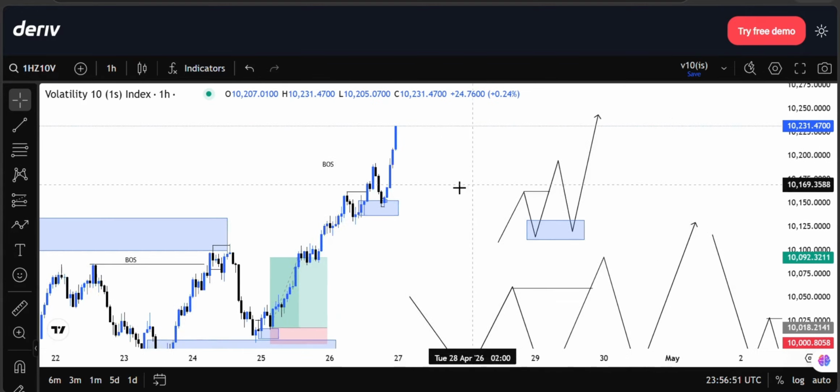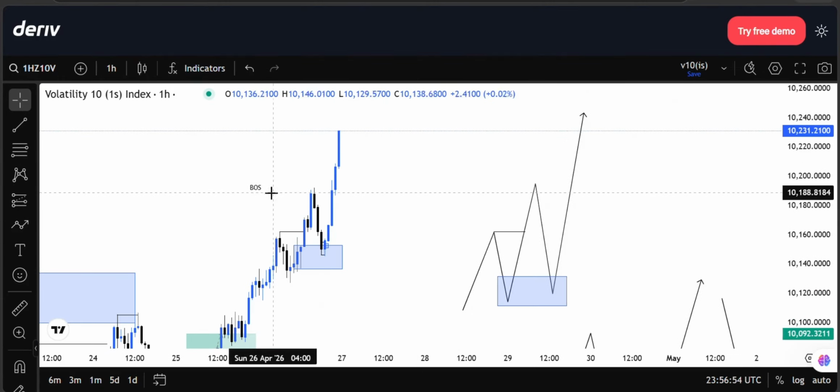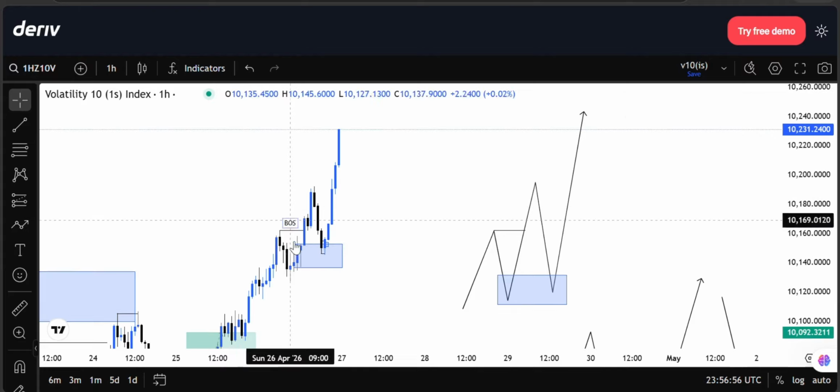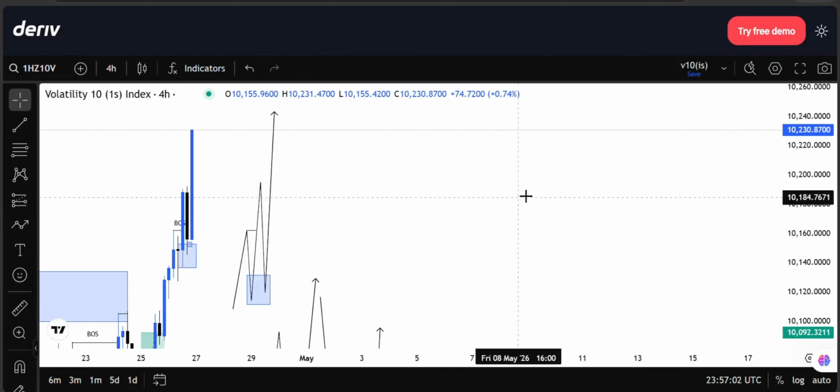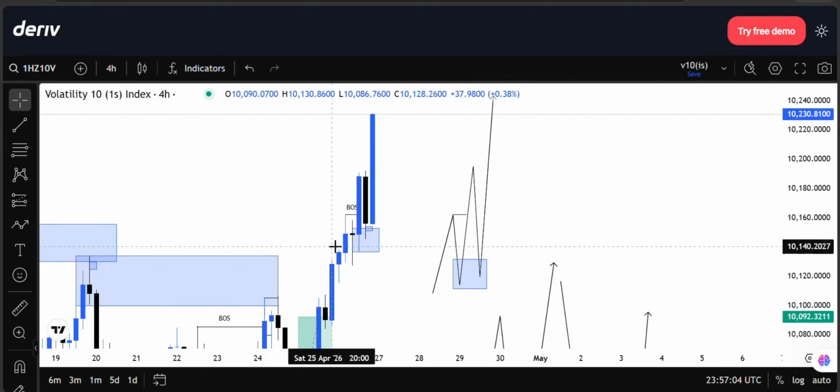So we have this break of structure right here. We saw a break of structure to the upside, and this zone caused the break of structure. Okay, so let's come back to the 4 hours time frame and see what actually happened there. In the 4 hours time frame, nothing is very clear here.